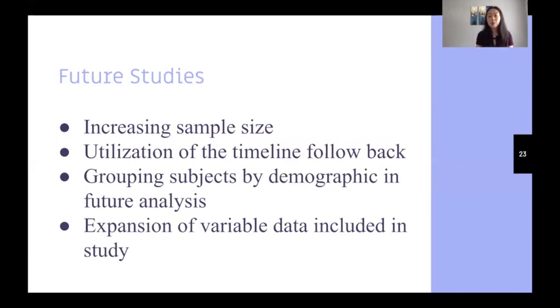Along with this, I hope to group my subjects by demographic for future analysis to see how particular demographics might be differently impacted by cocaine use. And finally, the expansion of variable data included in the study will allow me to go on a search for more significant correlations. Because the lack of significant correlations isn't necessarily a problem, but it is something I'd like to improve upon as I'm looking at ways that I can create more data, more significance, and therefore contribute to the existing database of knowledge in the scientific community.